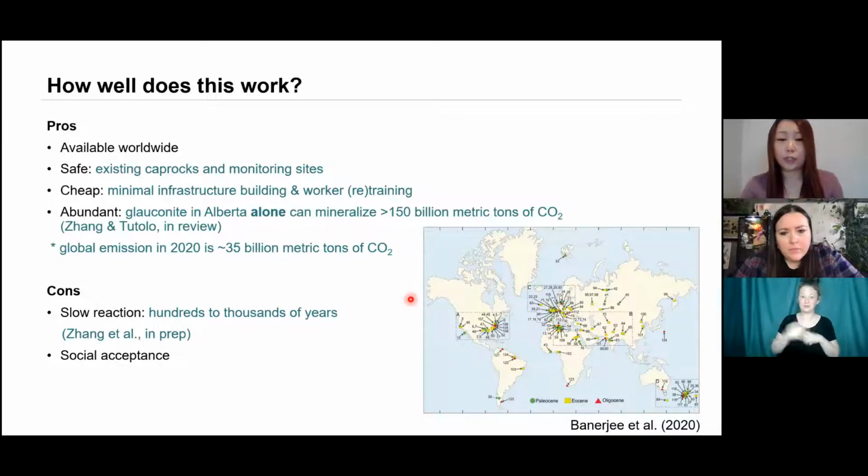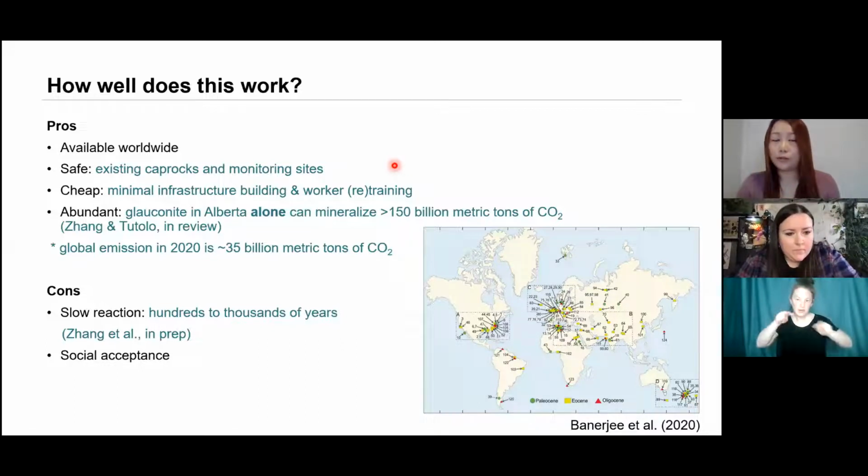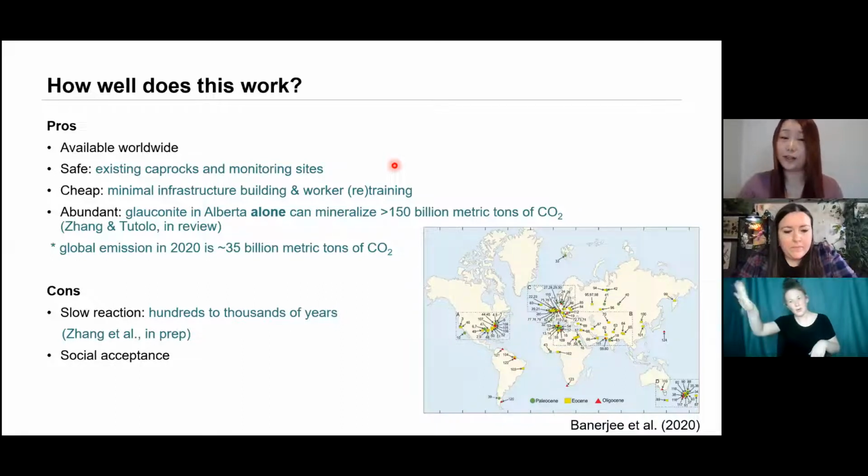And to inject carbon dioxide into depleted oil and gas reservoirs means it's pretty safe and a lot cheaper because we can reuse a lot of the infrastructure and also monitoring sites. And also we have our friend caprock to keep it in place. And also, to reuse these sites means that workers can stay where they are. They don't need to be retrained or relocated. They don't necessarily have to lose their job and find some new jobs.